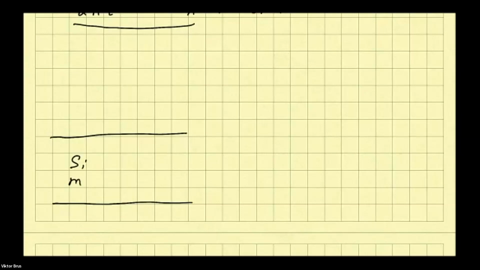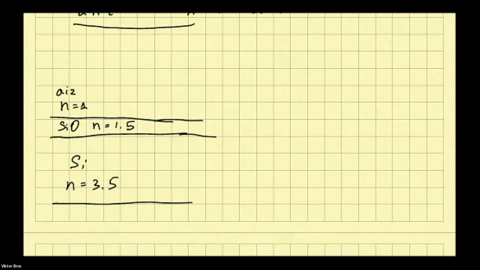Its refractive index n is equal to 3.5. Then we have on top of it a layer of its oxide, silicon oxide, and the refractive index is 1.5. And then we have air with refractive index unity. So if we have some incident light on this system.